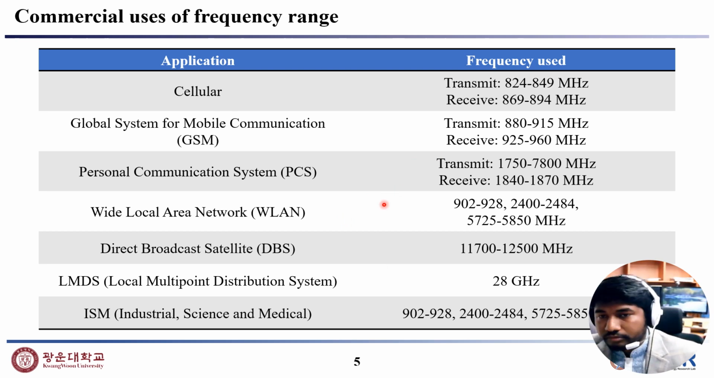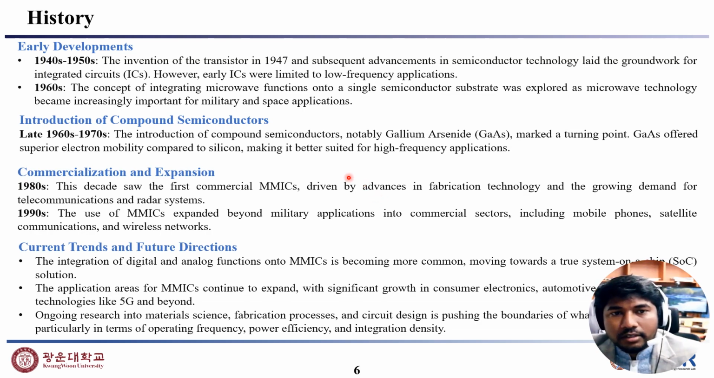And the history. History is mainly subdivided into four things: early development, then the introduction of compound semiconductors, then commercialization and expansion, then current trends and future direction. It mainly starts from the invention of the transistor in 1947 and subsequent advancement in semiconductor technology. In 1960, the concept of integrating microwave functions onto a single semiconductor substrate was explored as microwave technology became increasingly important for military and space applications.